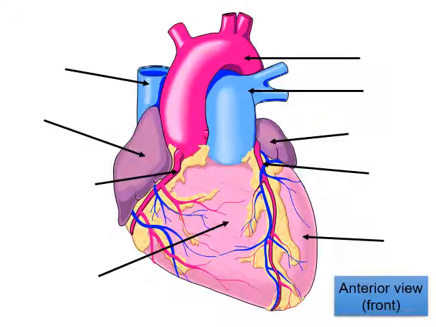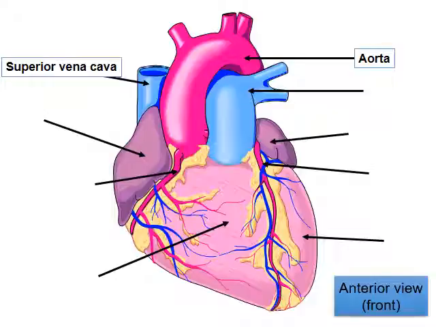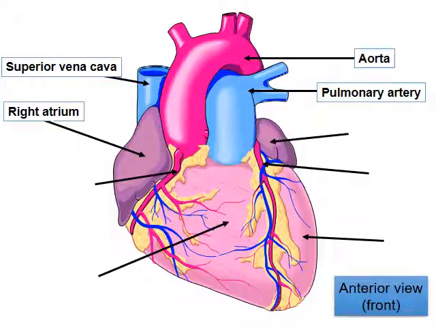Okay, let's have a look through the labels. The superior vena cava is returning blood from the head, neck and arms to the right atrium. The aorta is the main artery leaving the heart to the systemic circulatory system. The pulmonary artery is taking deoxygenated blood to the lungs. The initial portion of the pulmonary artery is called the pulmonary trunk, and then this splits into the left and right pulmonary artery. The right and the left atrium are the collecting chambers on the right and left side of the heart.